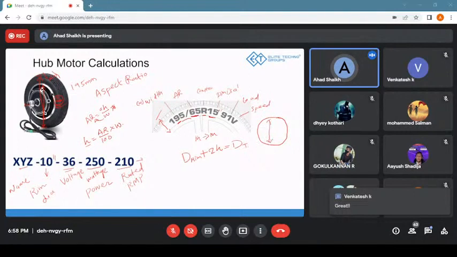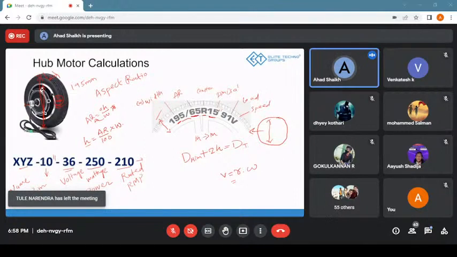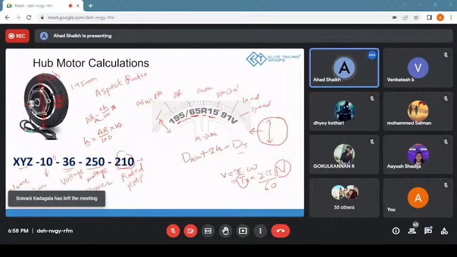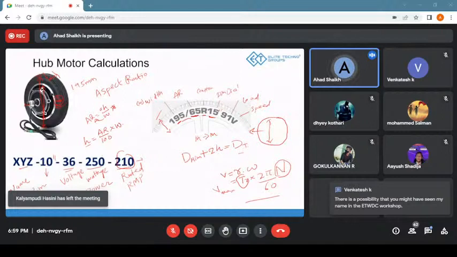And in order to calculate the maximum speed of the vehicle, vehicle speed is equal to r into omega. Here r is nothing but the tire radius, so whatever diameter we found, we divide it by 2, and omega is 2 pi N by 60. So with the RPM and the tire radius that you get from there, you just have to multiply all these three terms. You will get the maximum speed of the vehicle with that particular motor.